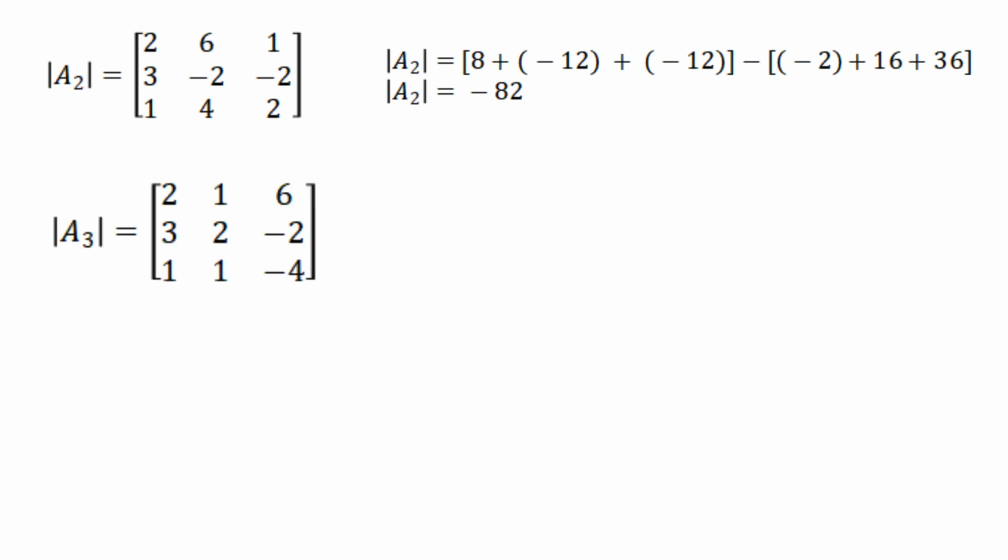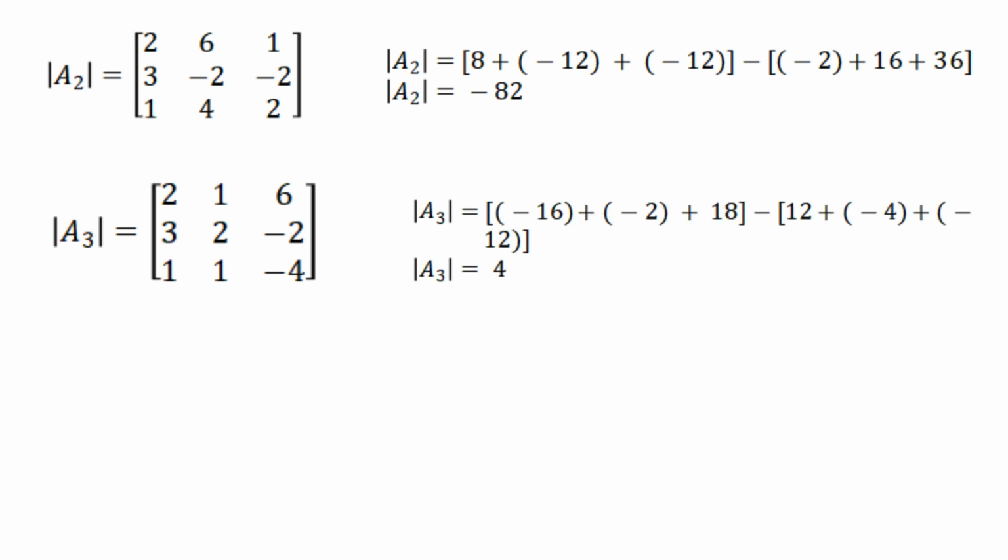Next, we have A sub 3. The determinant of A sub 3 is equal to this matrix. We have column 1: 2, 3, and 1. Column 2: 1, 2, and 1. Column 3, we have 6, negative 2, and 4. By applying the determinant, we have arrived at this solution. The determinant of A sub 3 is equal to negative 16 plus negative 2 plus 18 minus 12 plus negative 4 plus negative 12, and that is 4. So our determinant for A sub 3 is equal to 4.